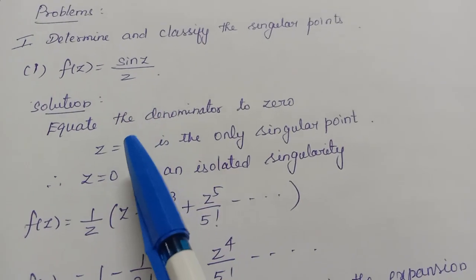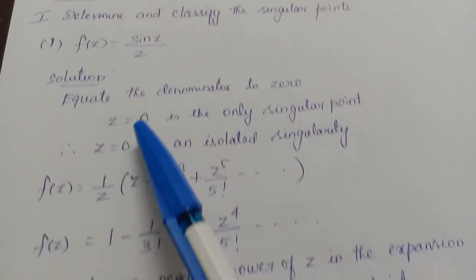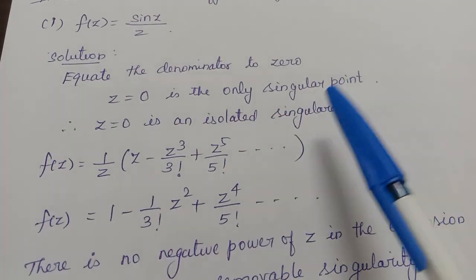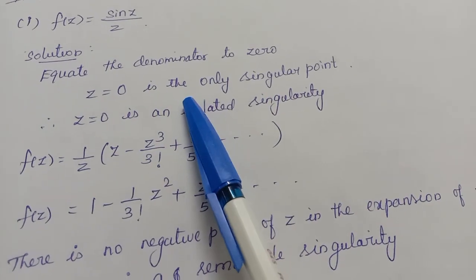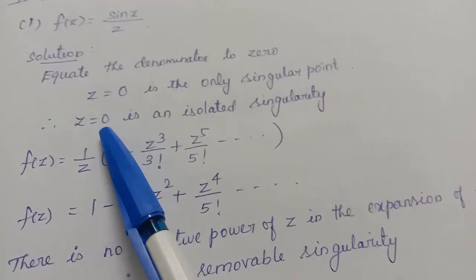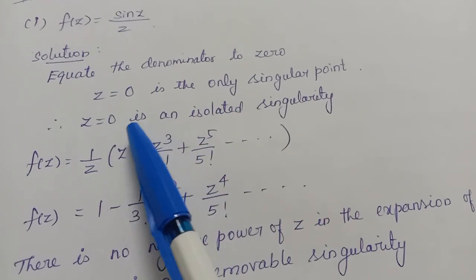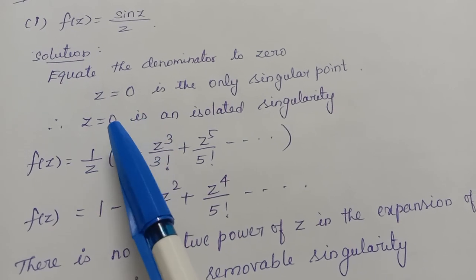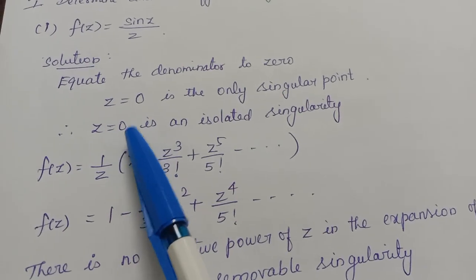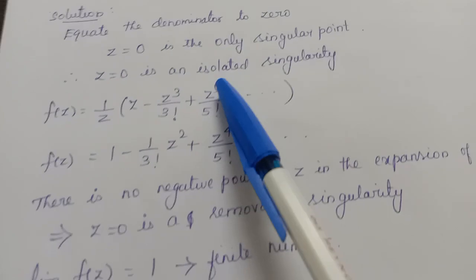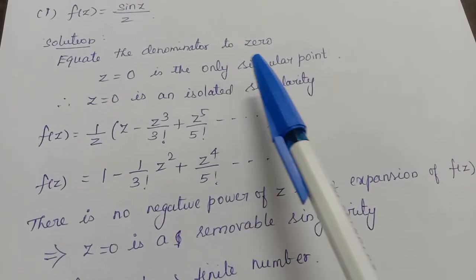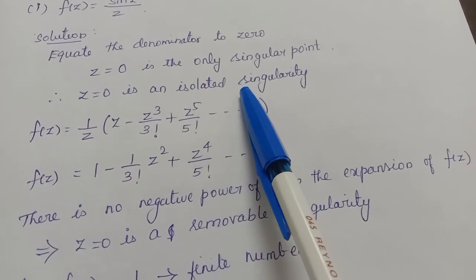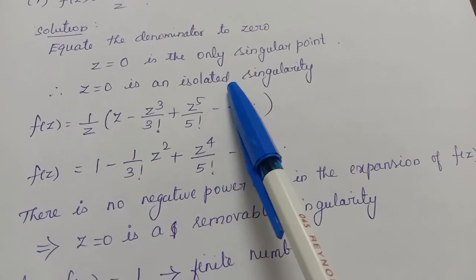So for finding the singular point, equate the denominator to 0. Here z is the denominator, equate it to 0. So this is the only singular point. Since this is the only singular point, there are no other singular points. That means this is an isolated singularity. That means if you take any neighborhood of 0, there will be no other singular point. That is called an isolated singularity. So first we identify the singularity, then we classify it as isolated or non-isolated.